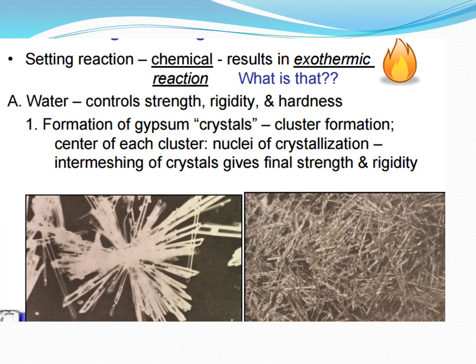أكو عدة عوامل تأثر على ال rigidity والhardness من ضمنها الووتر. فعندنا formation of the gypsum crystals, cluster formation, center of each cluster, and there are a nucleus of the crystallization. Insertion of the crystals give final strength and rigidity. هاي قاعد توضح لنا عملية تكوين الكريستاليزيشن شلون تصير، بعدين شلون تنتهي بالcomplete setting of the materials.